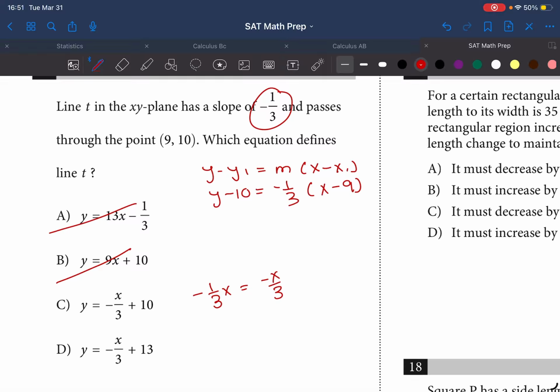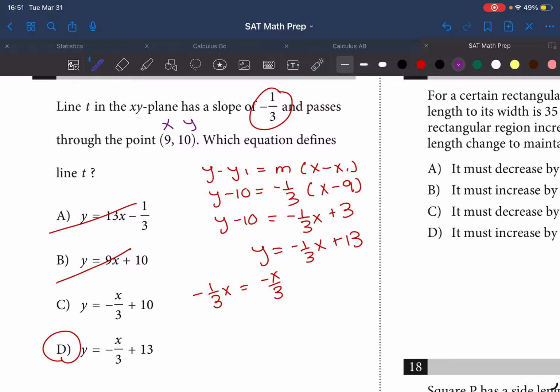Distribute that negative 1/3. So y minus 10 is equal to negative 1/3 x. Negative 1/3 times negative 9 is going to be the same as 9 divided by 3, so that's plus 3. And then you add the 10 over, y is equal to negative 1/3 x plus 13. Okay, so right away we know it's going to be D. Or another way you could do this is just plug in 9 for x and 10 for y and see if you get a true statement.